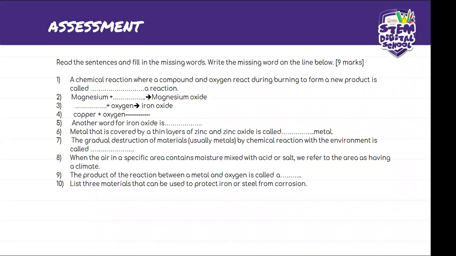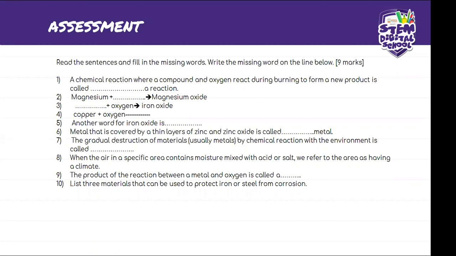Magnesium plus something is missing to give us magnesium oxide. Question three, something is missing that reacts with oxygen to give us iron oxide. Then question four, copper reacts with oxygen to give us something as a product. Okay, yes. So we look at question five. Another word for iron oxide is called, yes, let's go on. So you just send in your answer.